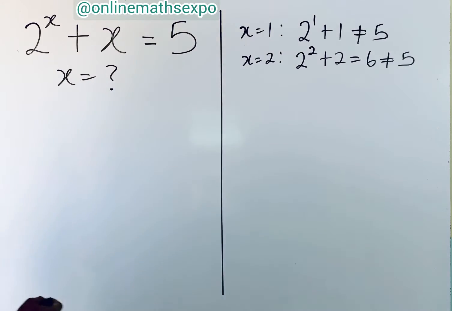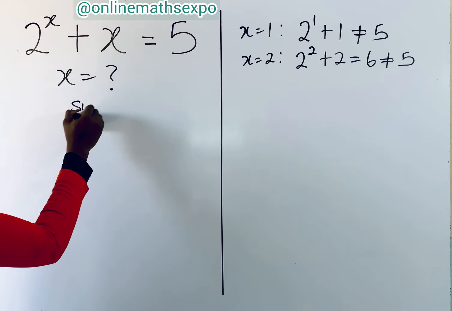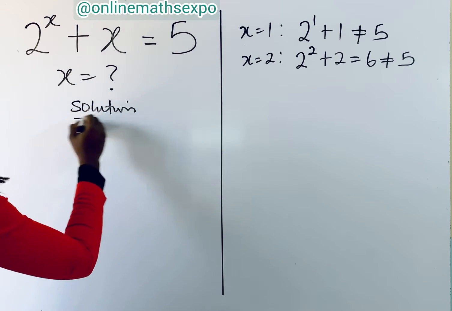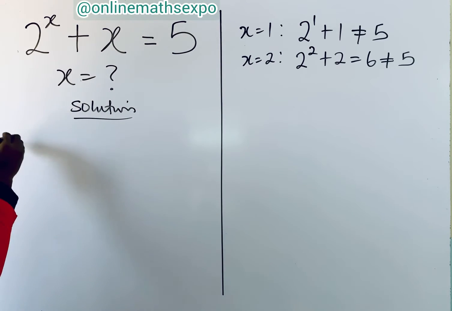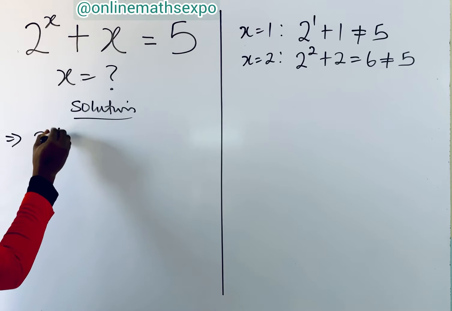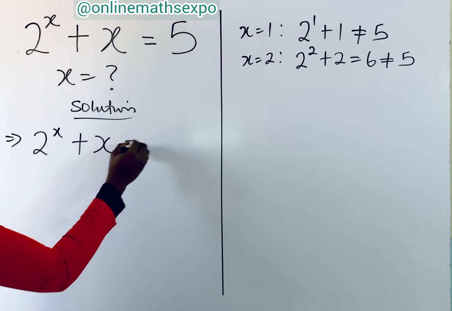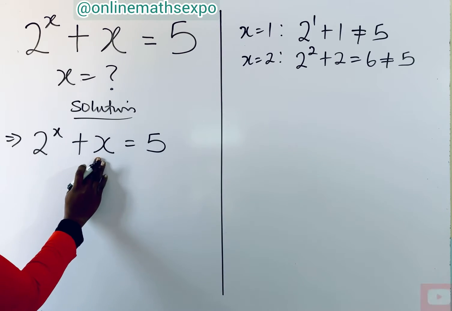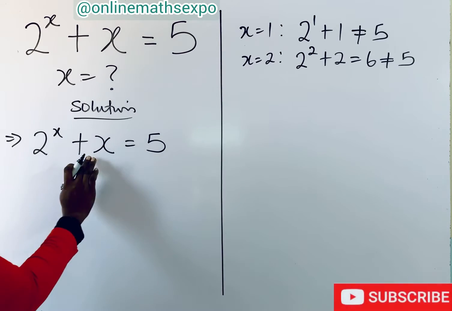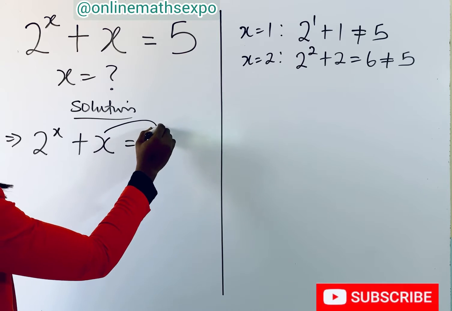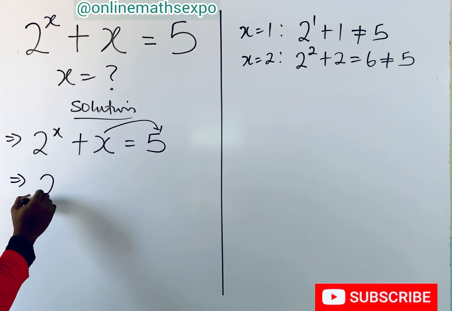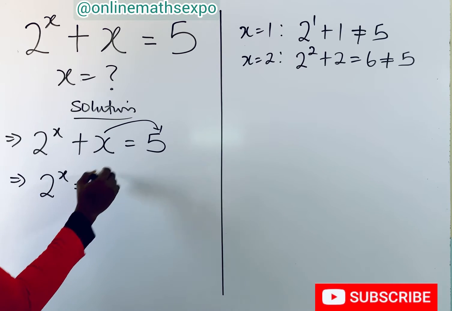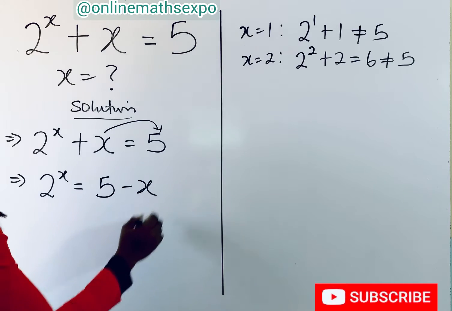Now, to do this together, we begin with the solution. So let's repeat what we have here. We have 2 to the power of x plus x is equal to 5. Now, we are going to remove this from this side. To do that, you are going to subtract, okay? So we're going to have 2 to the power of x is equal to 5 minus x.